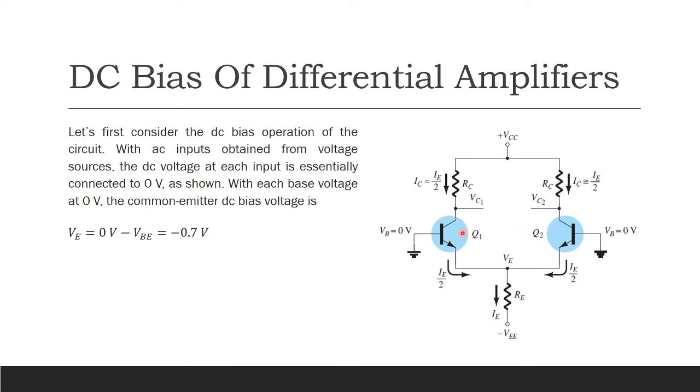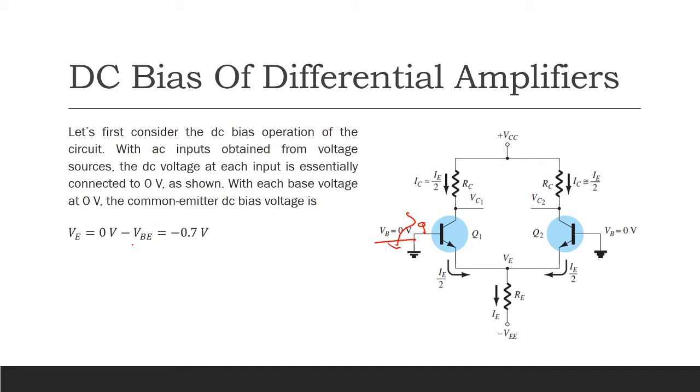So, di ba kapag DC ang pinag-usapan, yung mga voltage source, yung mga AC sources natin or AC inputs, gagawin nating ground or 0. So, ito na yon. With each base voltage at 0 volts, the common emitter DC bias voltage is, since kinonect natin to sa ground, and kapag kinonect natin yan sa ground, tapos maglagay tayo dito ng node, let's say that is yung VB mo, then kitang-kita natin na kapag nag-KVL ka dito, you will have VB is equal to 0.